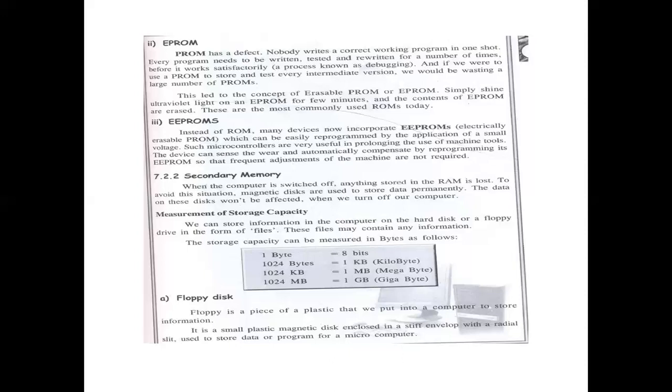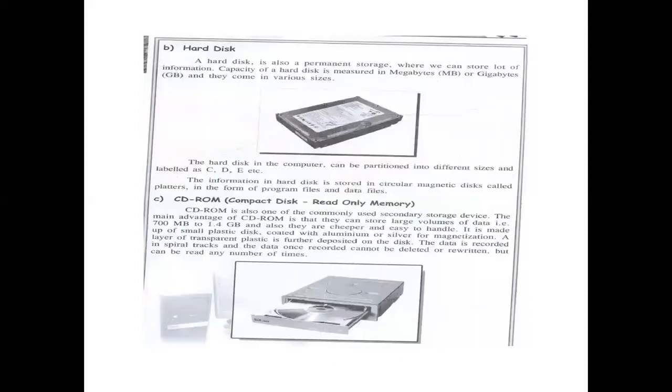The first type of secondary memory is the floppy disk. I think you have all seen a floppy disk, which is a piece of plastic that we put into a computer for storing information. Then hard disk. A hard disk is also a permanent storage device which will store a lot of information in megabytes and gigabytes. It can be partitioned into different drives, that is C, D, E, etc.